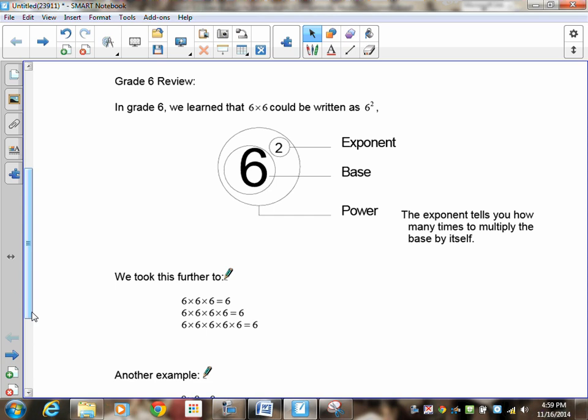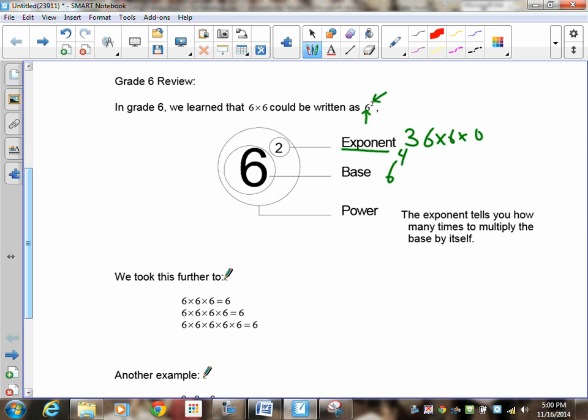So in grade 6, we learned that 6 by 6 could be written as 6 to the power of 2. Now that is what this little thing here means. This is 6, the base, to the power of 2. Now what 6 to the power of 2 means is 6 times 6, not 6 plus 6, 6 times 6. If the exponent was a 3, it would be 6 times 6 times 6. If the exponent was a 4, it would be 6 times 6 times 6 times 6.